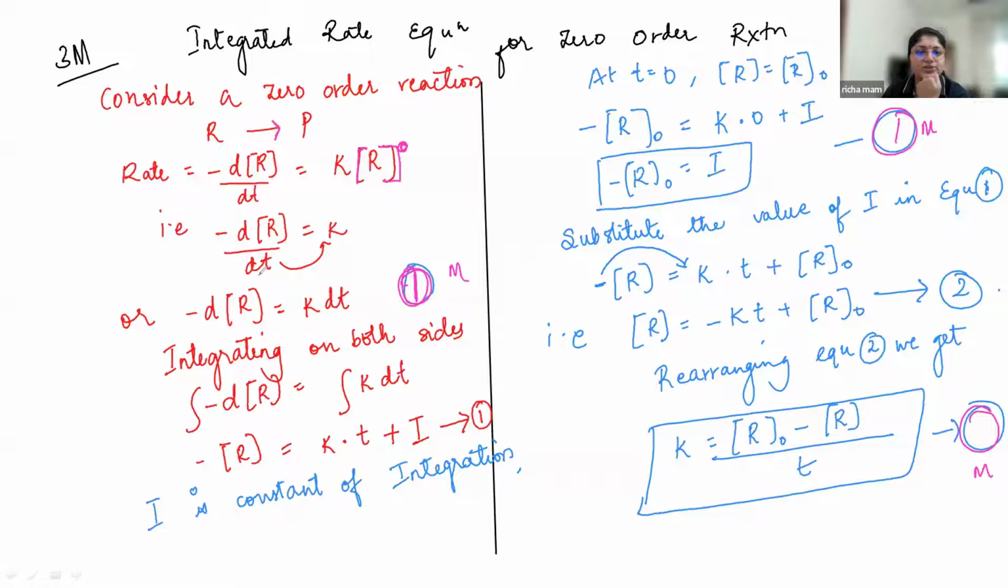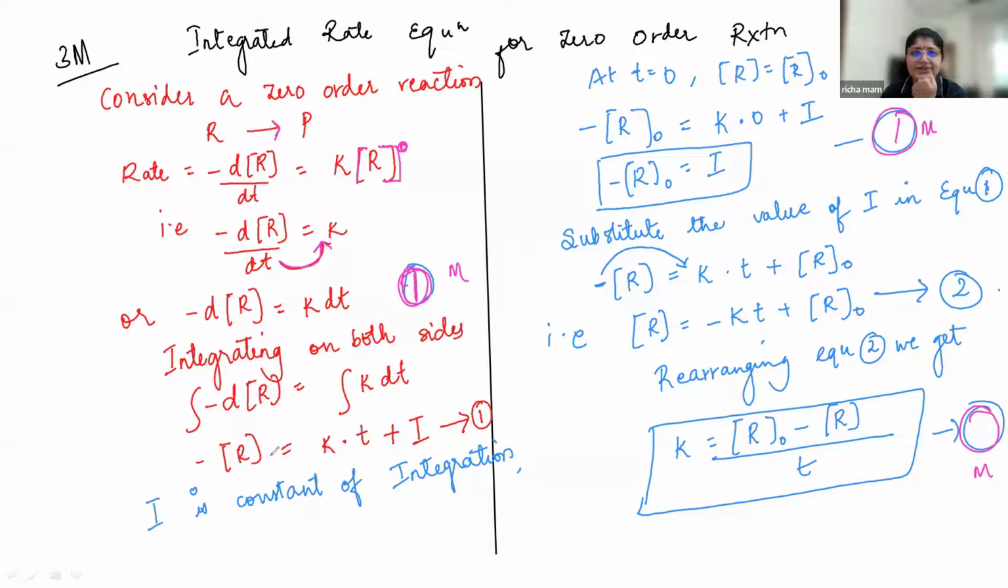After rearranging, we shift dt to the other side. So we get minus dR is equal to K dt. What is the next step? We integrate on both sides of this equation. So we get the integration of minus dR is equal to the integration of K dt. So after integrating, what will we get?